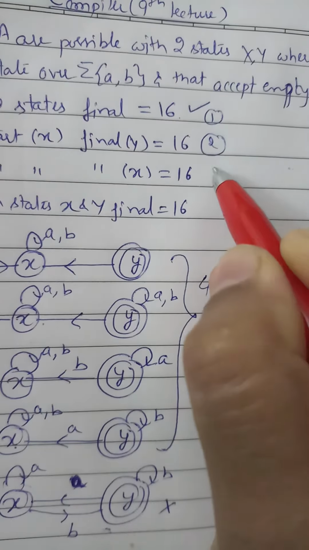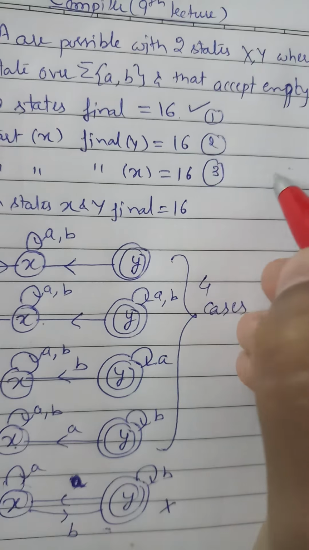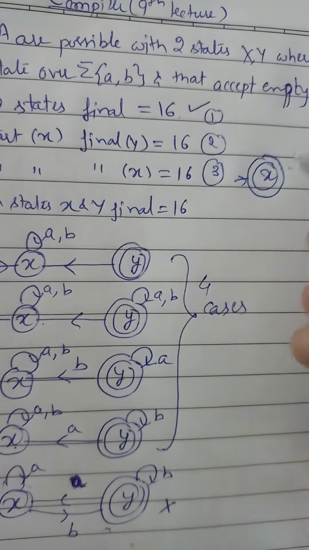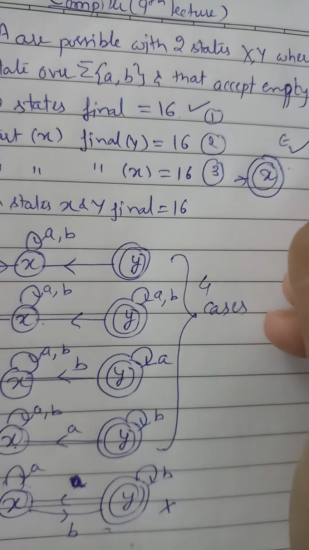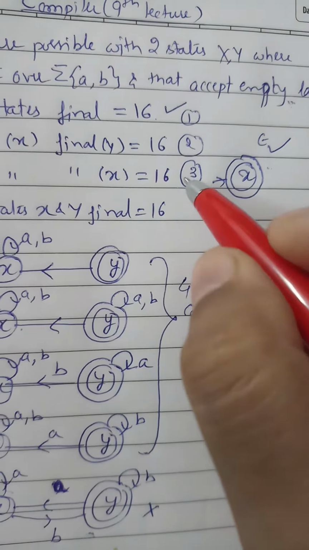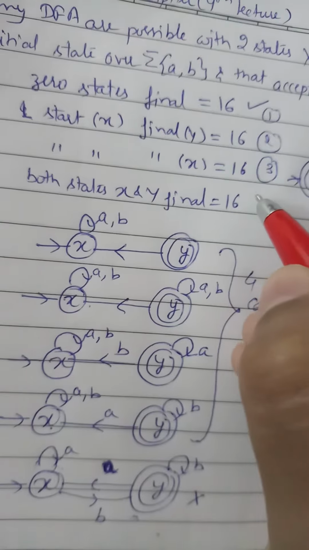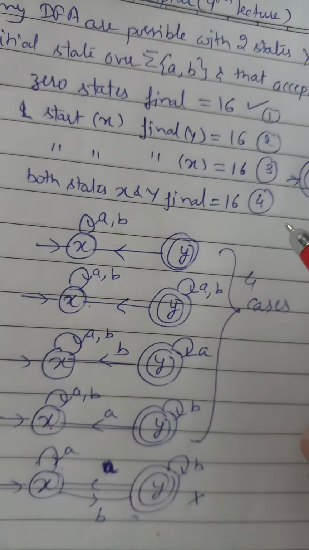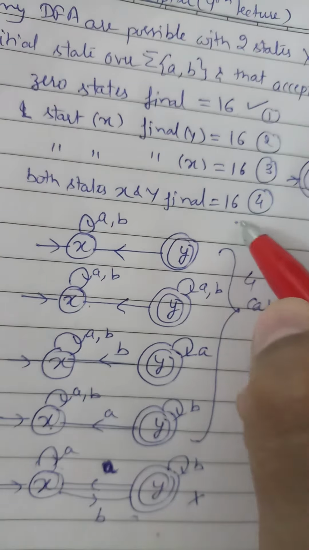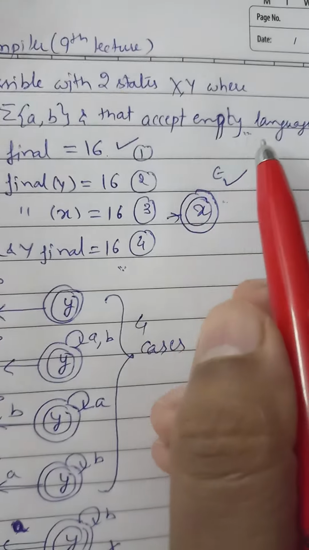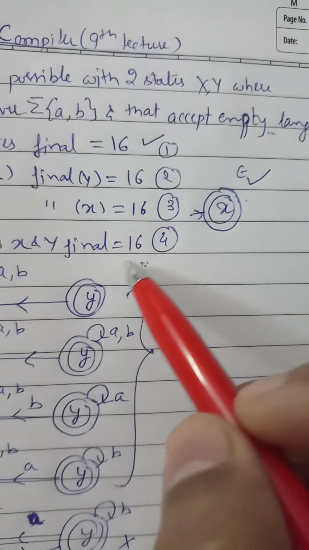In the third case, when start is X and final is also X, definitely it will accept epsilon. It is not empty language. So this case is not possible. And in the fourth condition, when X and Y both are final, definitely it will accept everything, so it cannot accept empty language, which is our condition. So this case is not possible.